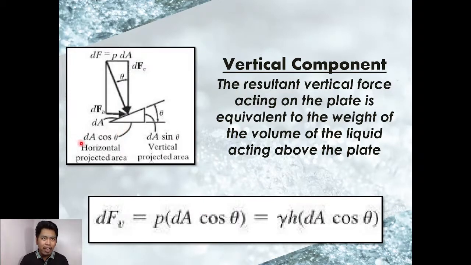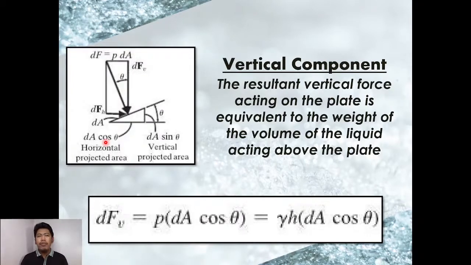Ayan po, yung ating dA kasi, di ba, vertical siya. Ayan po yun. So, act normal. Di ba, normal force with respect sa projected area. So, in this case, dA cosine theta yung magiging projected area with respect na nagiging normal force yung ating vertical component. Okay? Kaya dito, ito po yung nakikita natin formula for that. Pressure times area. Pero, dahil nga naka-incline ito, so may cosine theta, doon din galing yun.